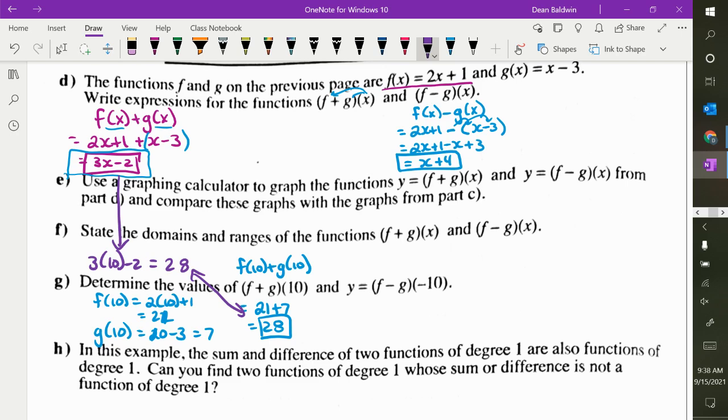Okay? So if you've already figured out what f of x plus g of x is somewhere else in the equation, you can just plug 10 into your answer and you'll get it. Or if you want to, you can just figure out f of 10, g of 10, add them together. Same thing for the subtraction. You could just put 10 right into there and it'll spit out the answer. Or do f of 10 minus g of negative 10, I guess, in this case. But it's either one.